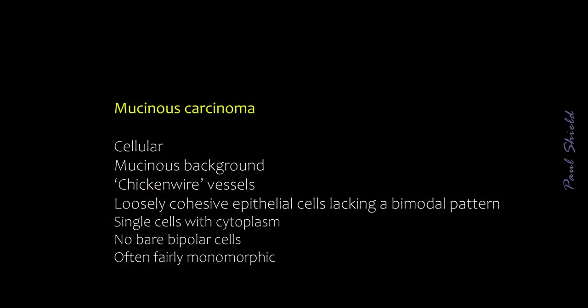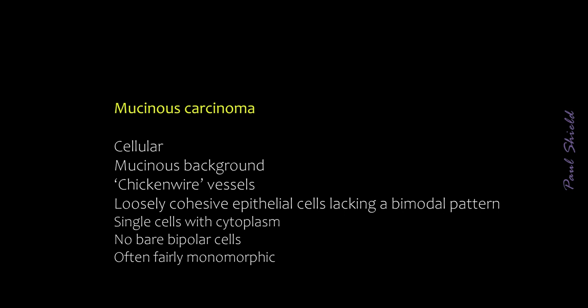So, in summary, mucinous carcinomas tend to be cellular. They show groupings of cells, but often they can be quite poorly cohesive as well. The key two features really are the background, thick mucinous material, and chicken wire type branching blood vessels.